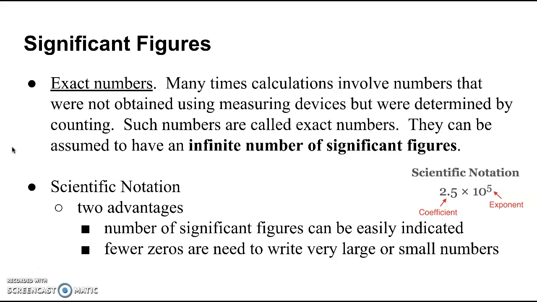Another example would be 12 items in a dozen. So that's considered to be an exact number. Next you have scientific notation, and you should be familiar with scientific notation at this point.